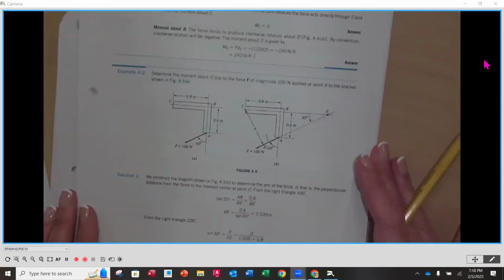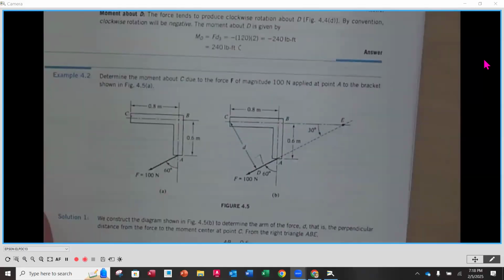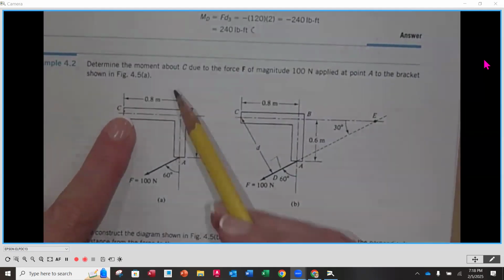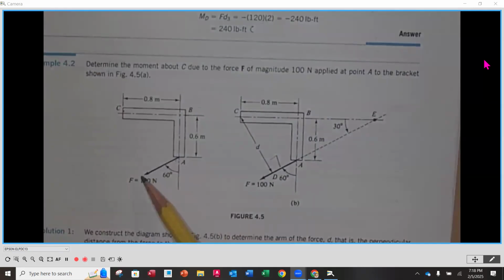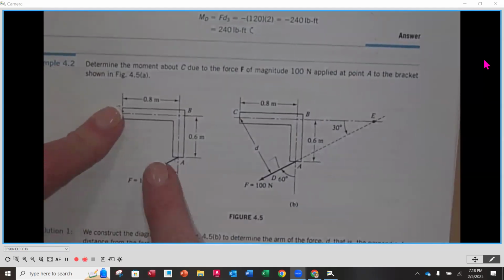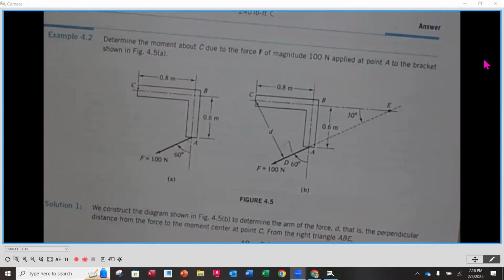The second example that we're going to do tonight is on page 67. This is going to be example 4.2. It says we want to determine the moment about point C, which is right over here, due to force F. It's down here at the bottom at point A. It has a magnitude of 100 newtons and an angle of 60 degrees to the horizontal. So we want to determine the magnitude of the moment, force times distance, that creates about point C.